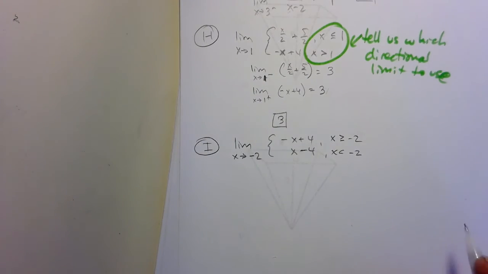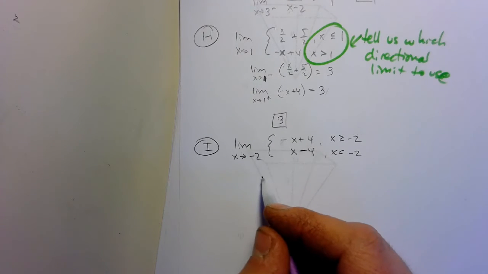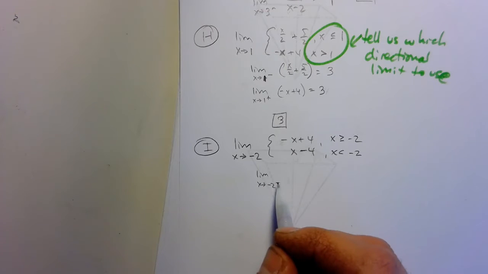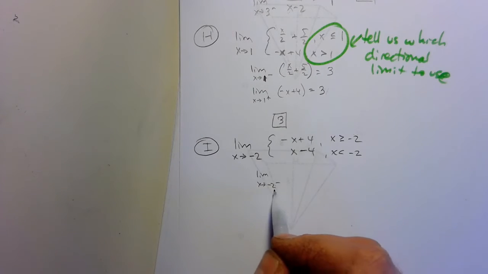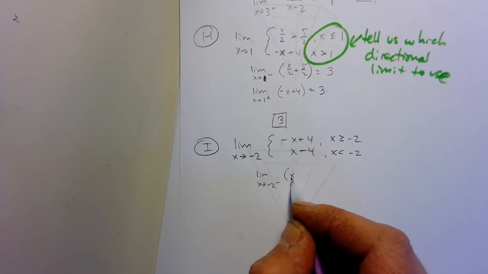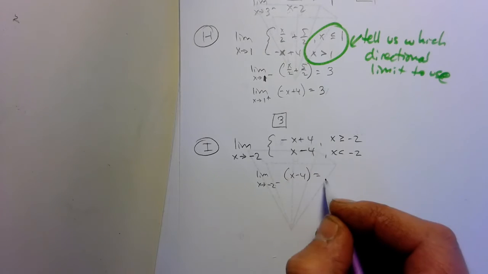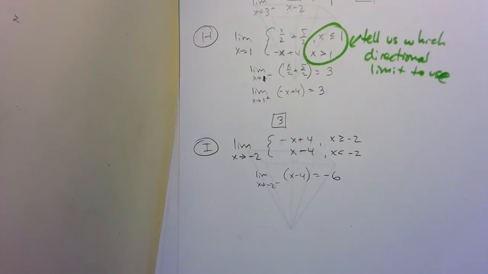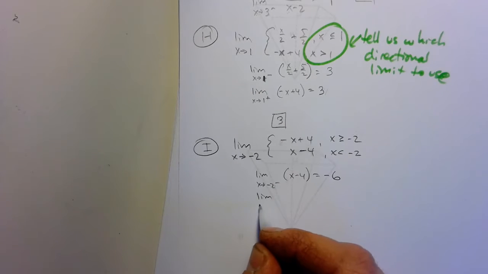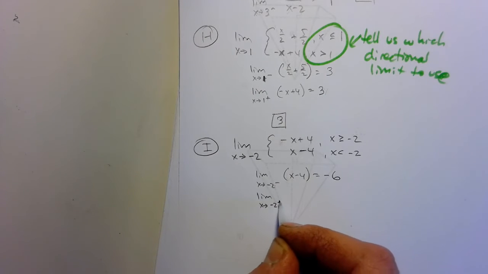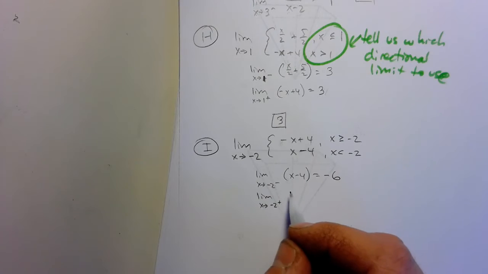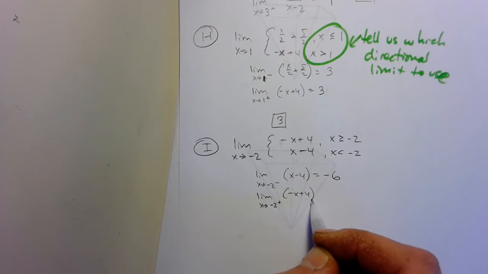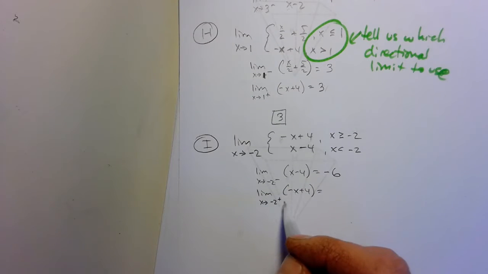It'd be great if you hit the pause button, try it on your own, and then watch my explanation. Okay. So if I'm going to do the left side, which one's the left? That's the smaller than -2. What's smaller than -2? X minus 4 is smaller than -2. I plug it in, I get -6. Okay. What about if I'm bigger than -2? If I'm bigger than -2, it means I'm greater. That's going to use the -x plus 4. I plug that in, I get 6.